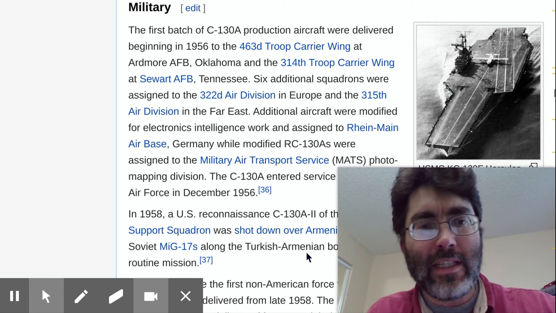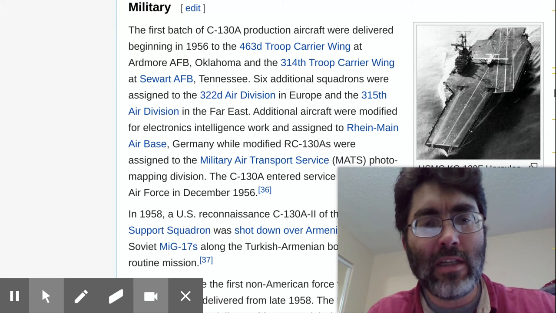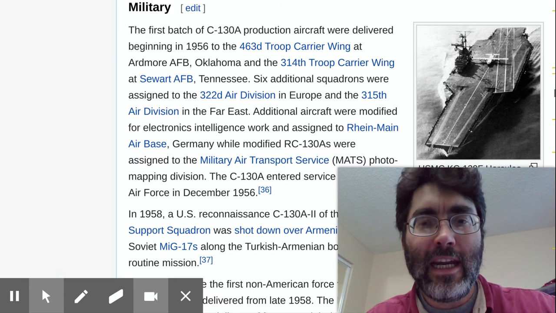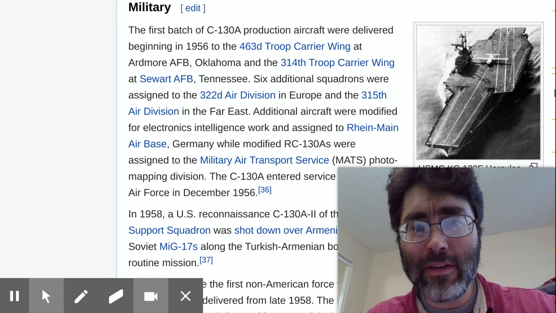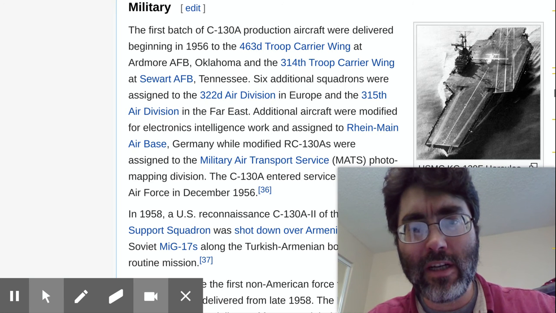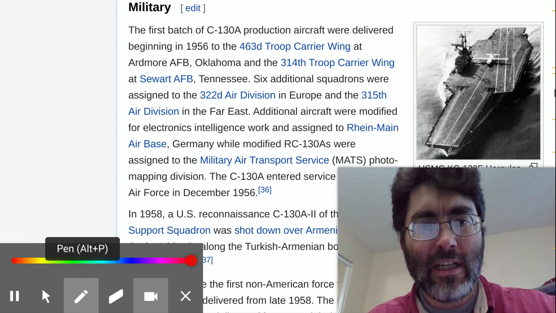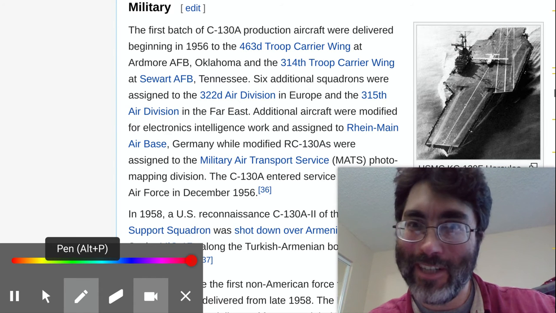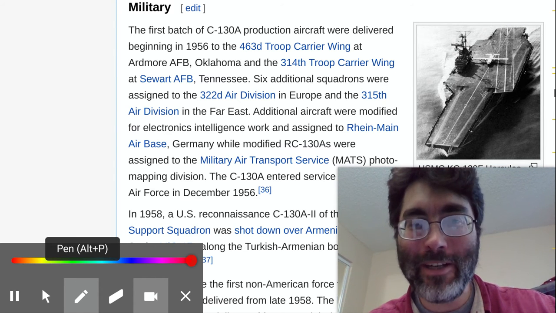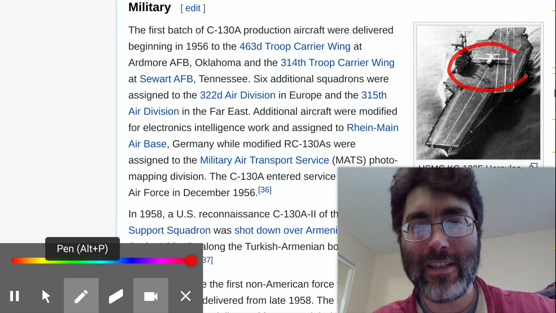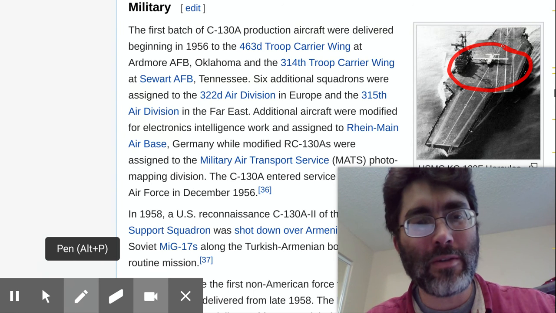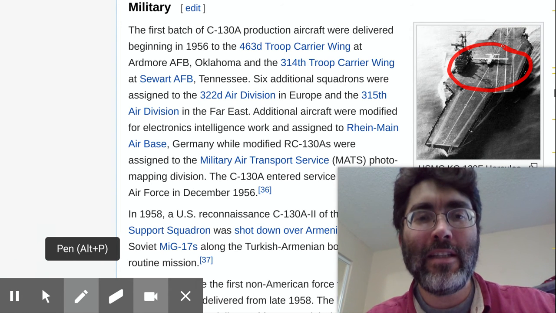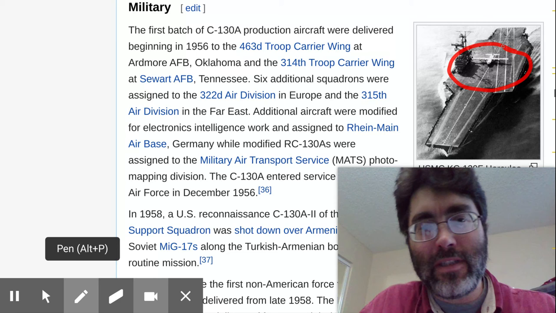So what I did is I've gone down to the military tab here with the C-130s, and I want to point out that over here, what we're seeing is a C-130 on the deck of an aircraft carrier. This is something that you will never see in real life because they tried it once. They did several takeoffs and landings, and they decided it wasn't worth doing. Okay, and this is one of those interesting stories.